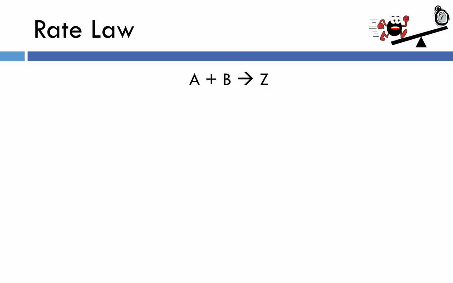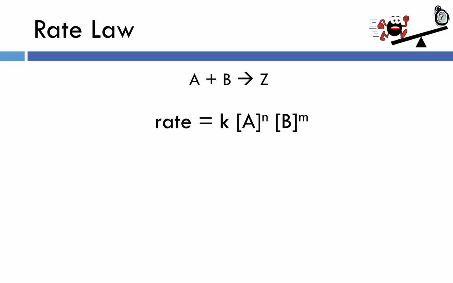So let's look at a really simplified reaction here. We've got A plus B yields Z. So in this case, A and B are our reactants. Z is our product. If I was going to write a rate law expression for this reaction, I would write rate, so the speed of the reaction, is equal to k, which is some constant, times the concentration of A to the n, times B to the m.